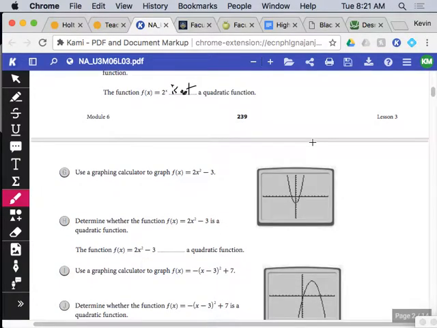Okay, moving on to page 240. See, we're getting familiar with quadratic functions. f of x equals 2x squared minus 3. Does that have an x squared term? Yes. So is that a quadratic function? Yes. Okay. All right.